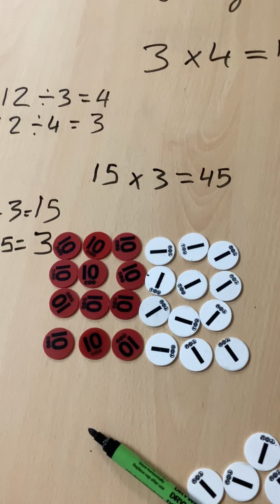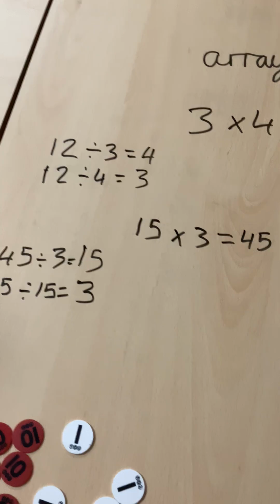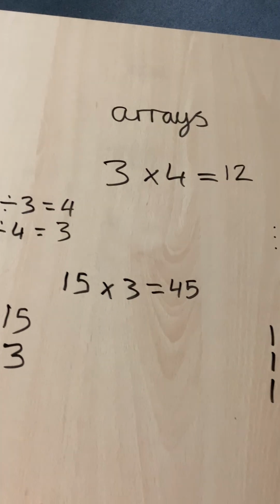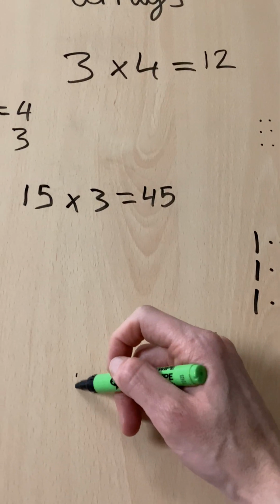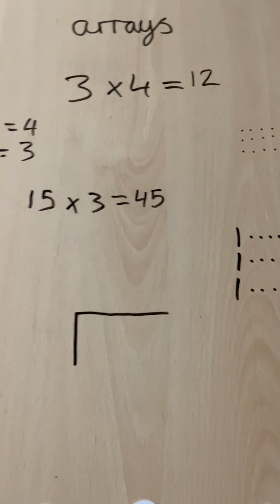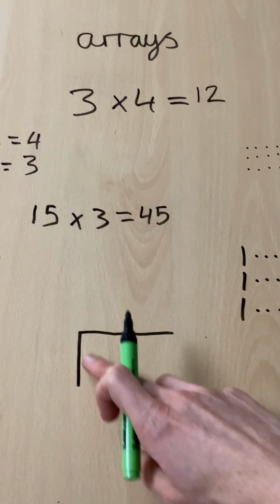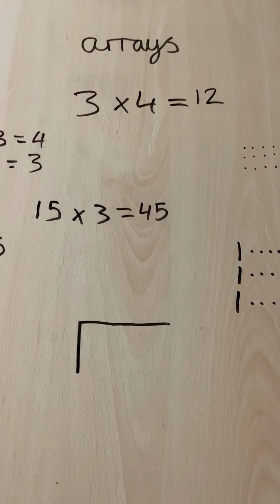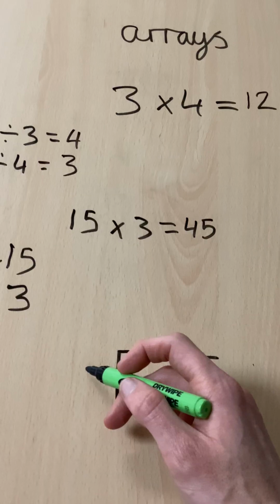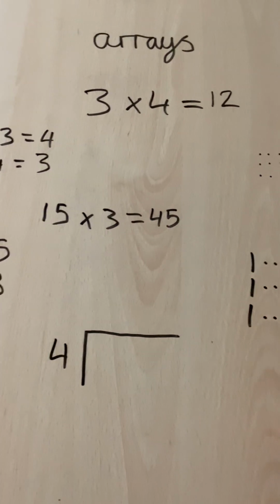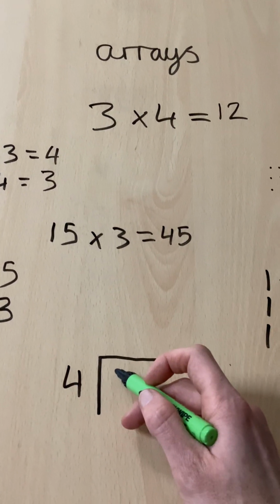Now, I mentioned that this will come in handy for learning the bus stop division method. I will do some videos explaining the bus stop division method, but because it links so well to arrays, I just want to show you this. So in our examples, the bus stop is when you divide using this symbol, and you put what you're dividing by on the outside. So I'm dividing by 4, and I'm dividing 48.